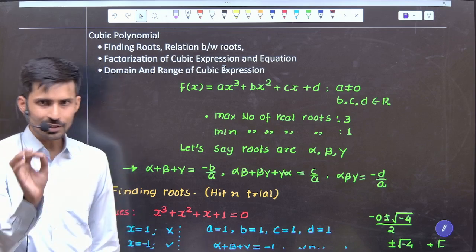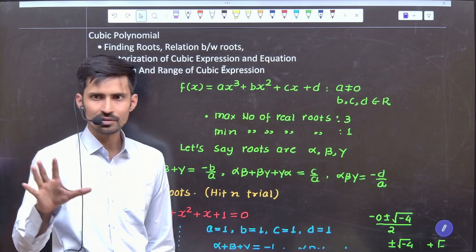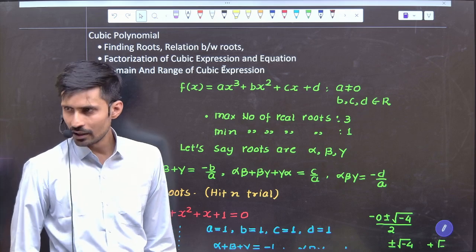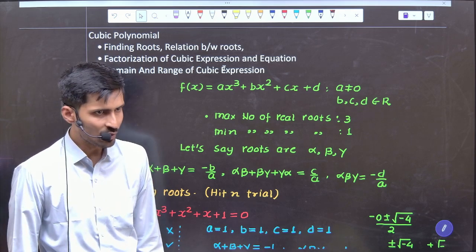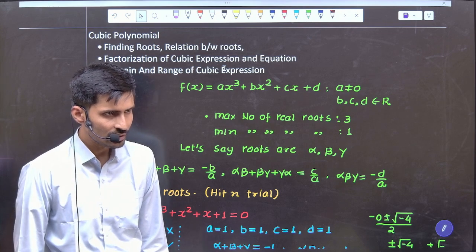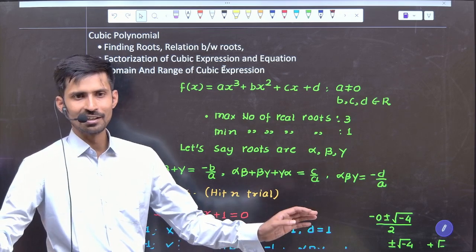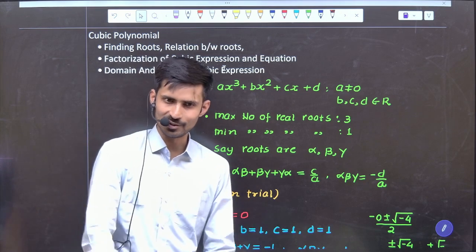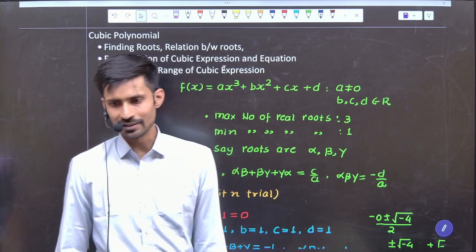Range of quadratic: you learned the formula for the range of quadratic, yes? Range of cubic is very easy. Range of cubic will be minus infinity to plus infinity. That's all. Write down: range will also be minus infinity to plus infinity.